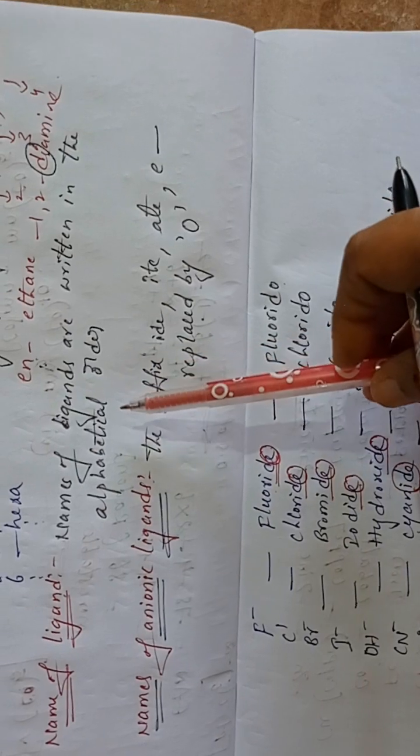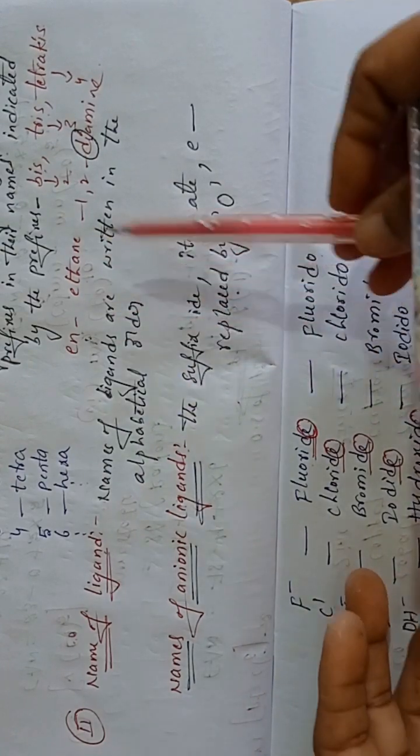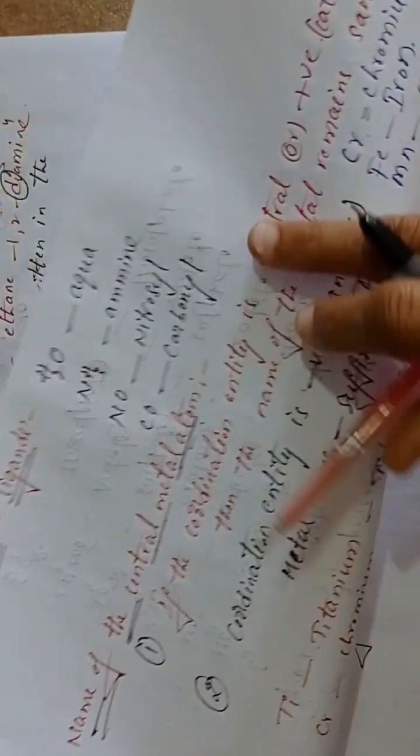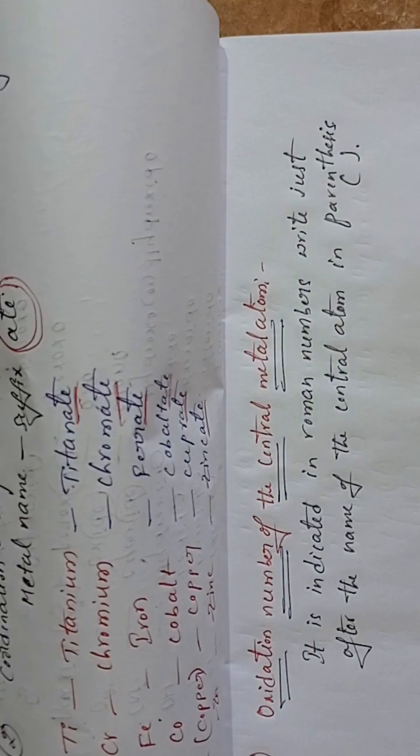Name of the ligand: when writing, alphabetical order we have to follow if there is more than one. For the name of an anionic ligand, the suffix -o you have to add, in place of -ide, -ate, -ite. These are all anionic ligands, students. Next, neutral ligands we also took. These are the neutral ligands.